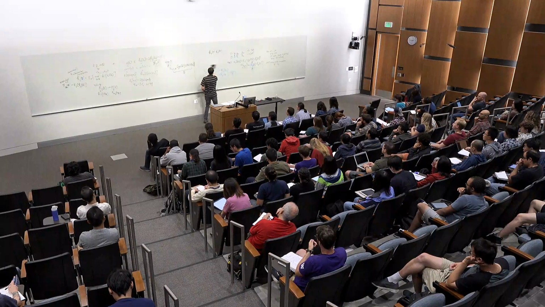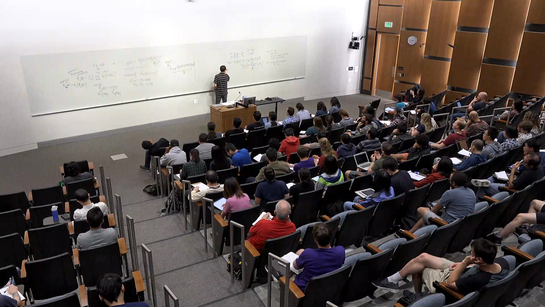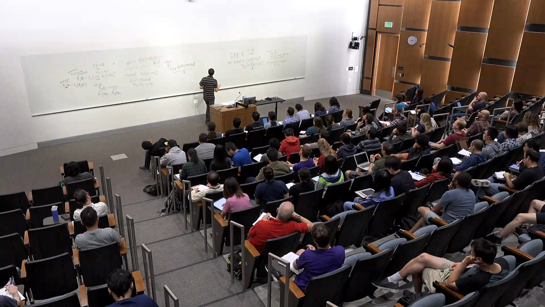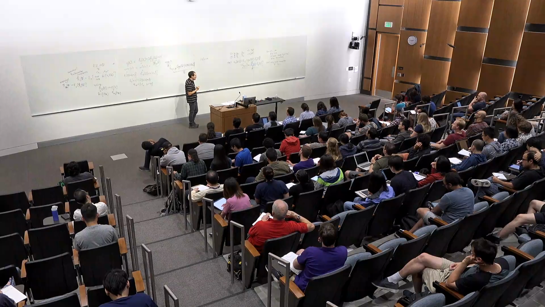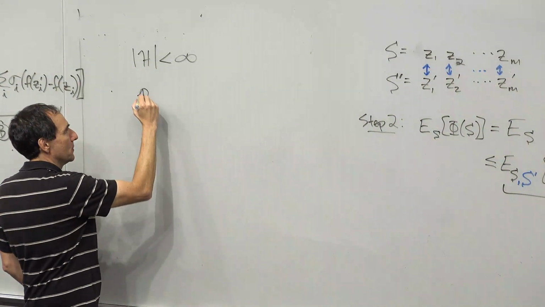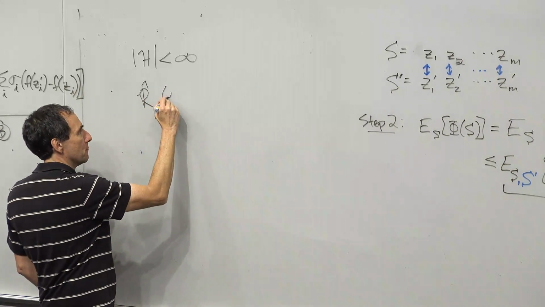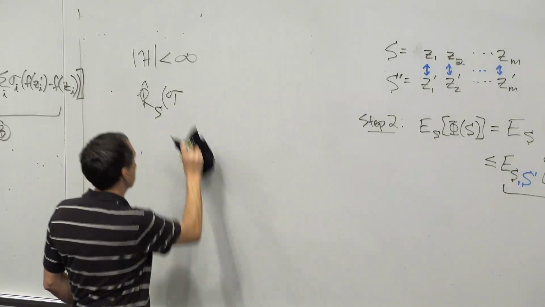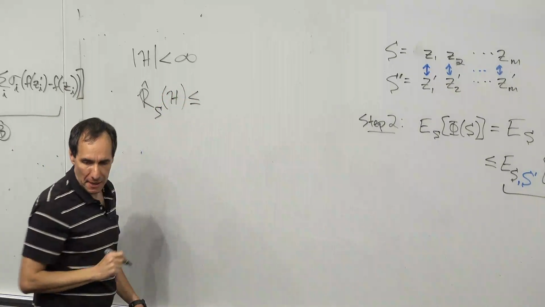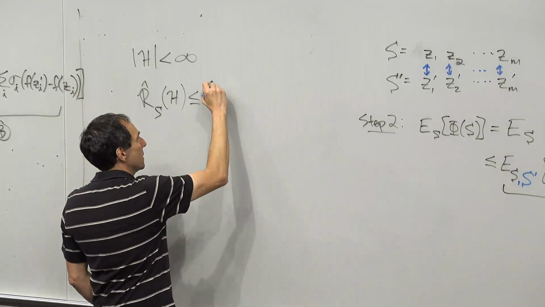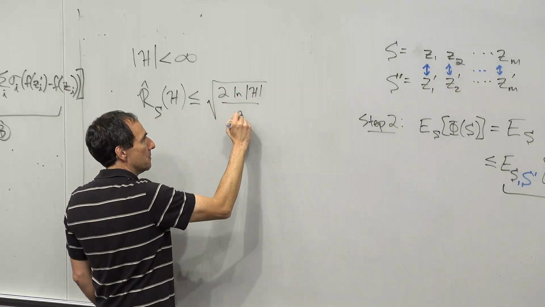So as usual, we should start with the easiest case, the simplest case. The simplest case is where the hypothesis space is finite. If the hypothesis space is finite, it turns out that we can bound the empirical Rademacher complexity on a sample S. It turns out that the Rademacher complexity will be at most square root of 2 times log number of hypotheses divided by m.